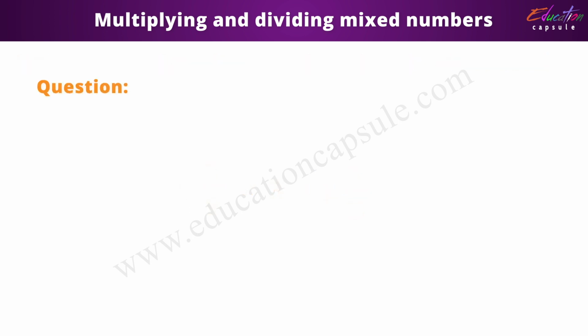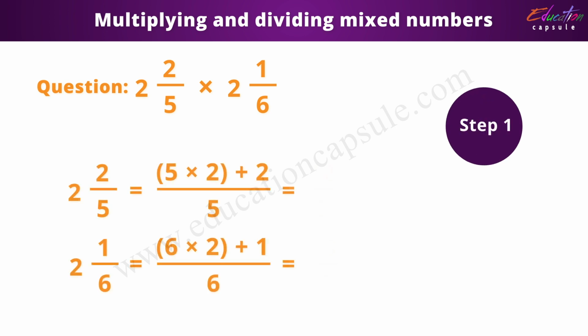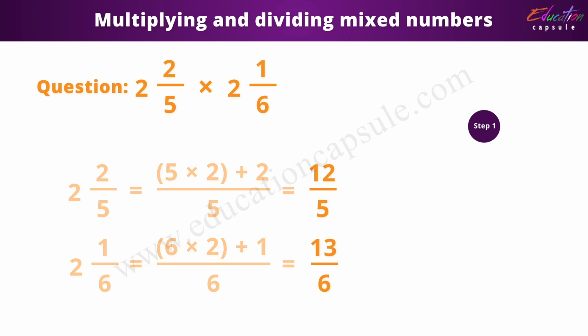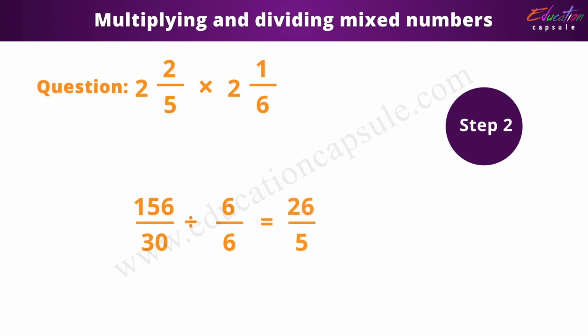Let's try a few questions. What if we have to multiply 2 wholes 2/5 times 2 wholes and 1/6? Step 1. Change the mixed numbers into improper fractions like this. Step 2. Multiply the fractions and simplify if needed. So we'll get the answer after multiplying the fractions as 156/30, and after simplifying it further, we'll get the answer as 26/5.